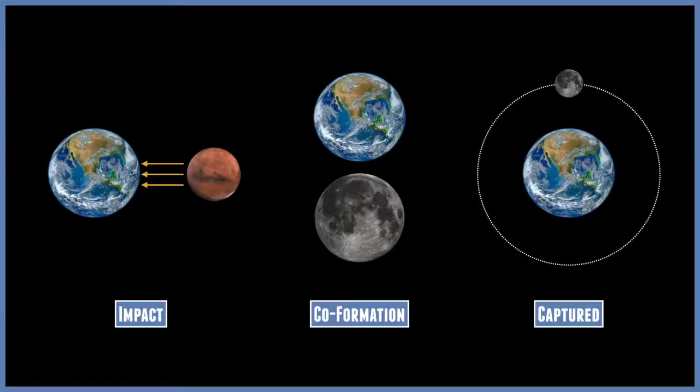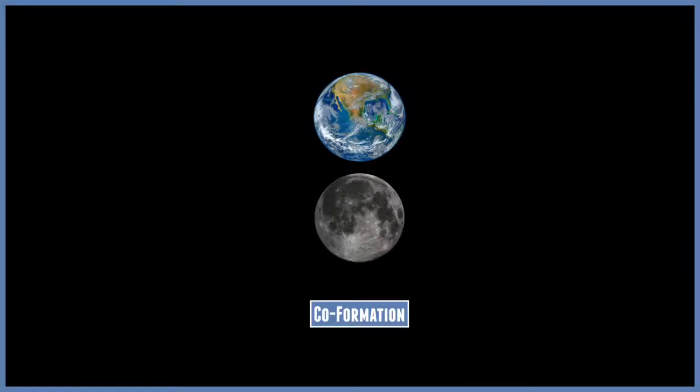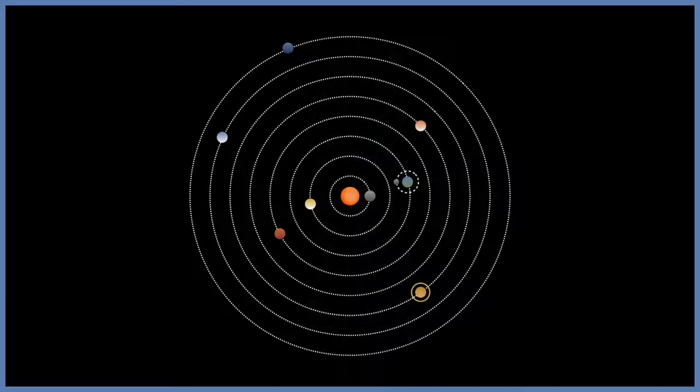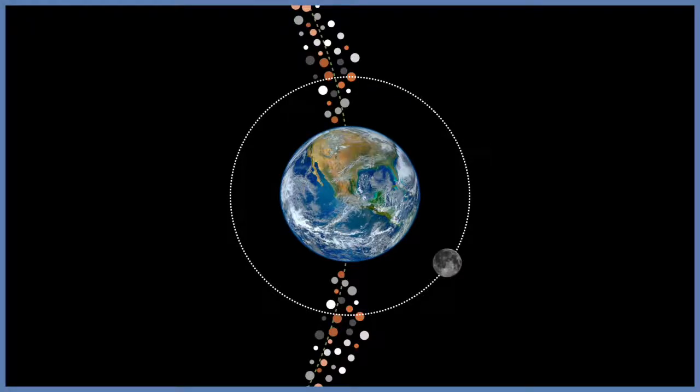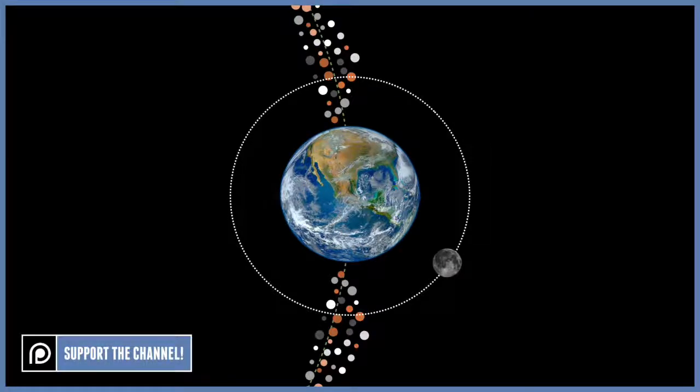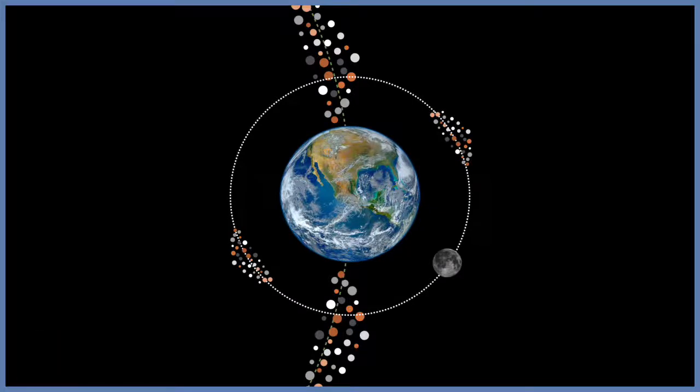The second one is the co-formation theory. So moons can often form at the same time as their parent planet. The material in the early solar system would have drawn together through gravity. The moon would have formed at the same time as the Earth. And because it would have formed in the same place, it would have been made out of the same material. This gives a good reason why the moon has a very similar composition to our planet, and it would explain the moon's location.